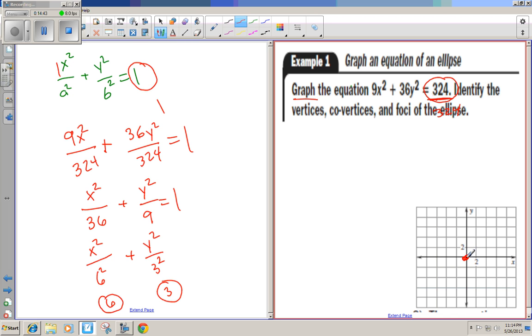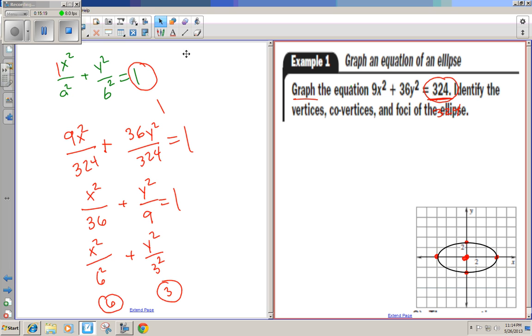We're at 0, 0. And we go 6 out, 2, 4, 6. Here is a vertex. 2, 4, 6. Here is a vertex. 2, 3, a covertex. And let's see if I can draw an ellipse on top of that. And there's our ellipse for that graph.